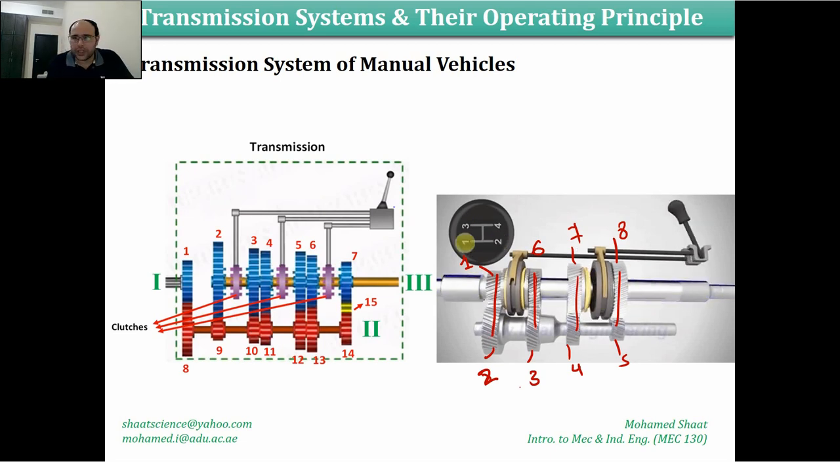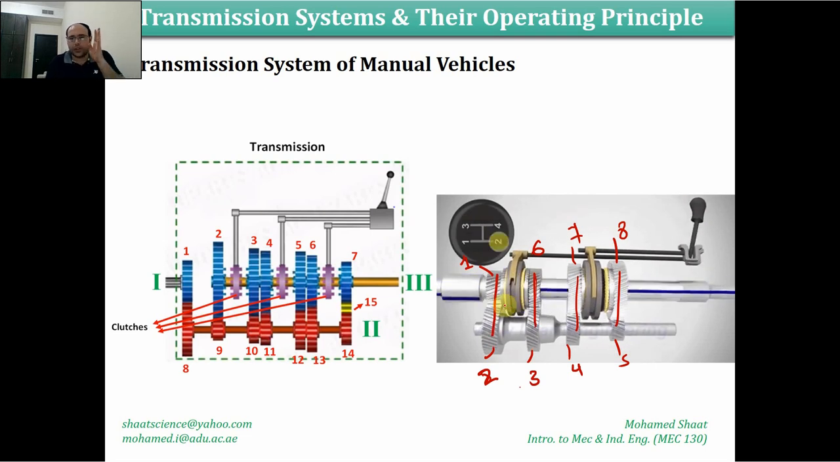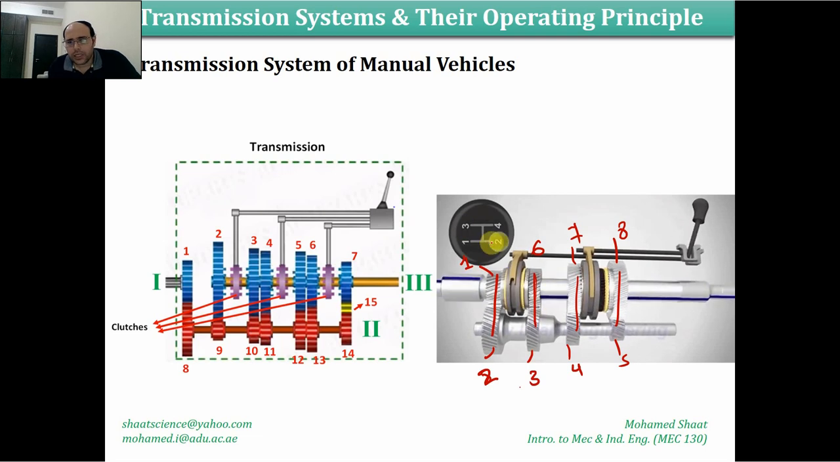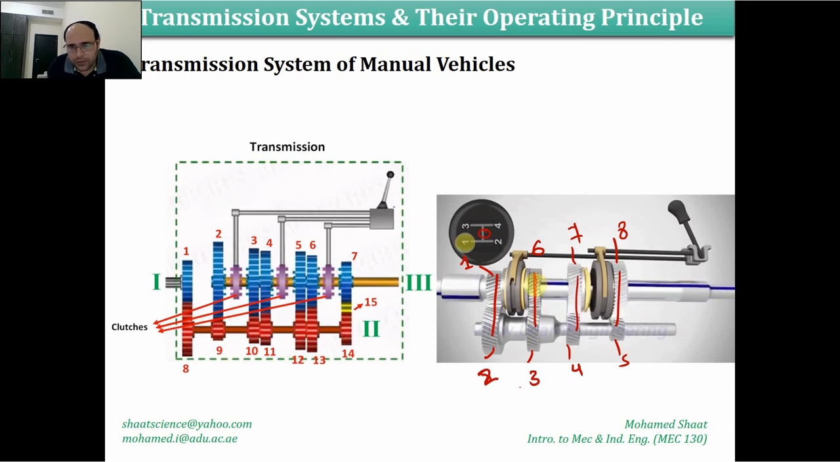So this clutch has three positions, depending on the stick, but this one has two positions only. Either in the middle, to be disconnected, or slide to the right to take speed from this gear. So there is neutral. Neutral means that these two will be in the middle, and then you're going to have first gear, because this is the smallest one, so this is going to give the first gear, and this is going to give the second gear, then you're going to have the third gear.